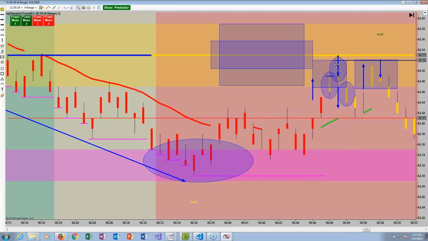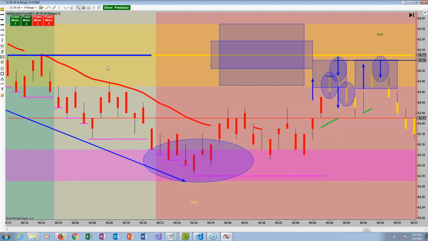If you missed this entry or this entry, could you have gotten in on that bar right there? Yes or no? Of course. Yes. That was a second chance. So in that second shot, it kissed 52 again perfectly.